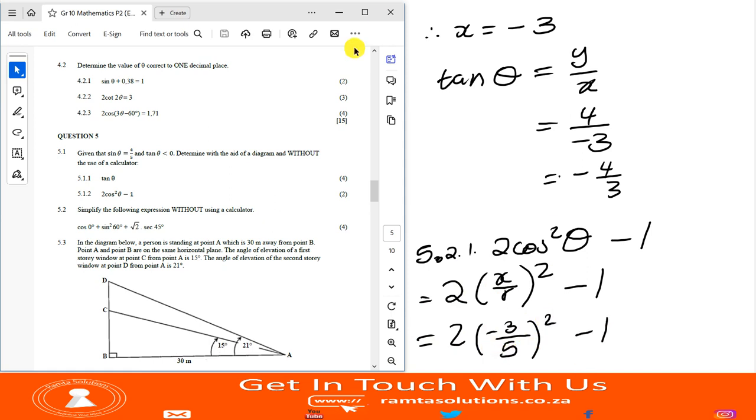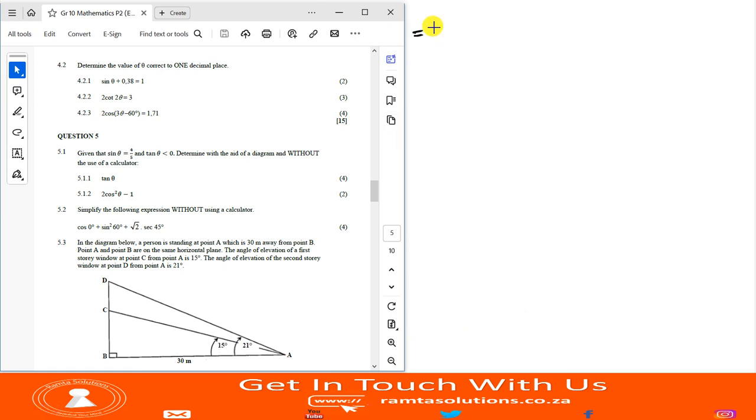Okay. Now let's go to the next page. Because we're not using a calculator, I will say 2. What is negative 3 squared? It is 9. What is 5 squared? It's 25. Right? Minus 1. 2 times 9 is 18 over 25 minus 1. So this will be 18 over 25 minus 25, it'll be 7 over 25, but let's confirm.